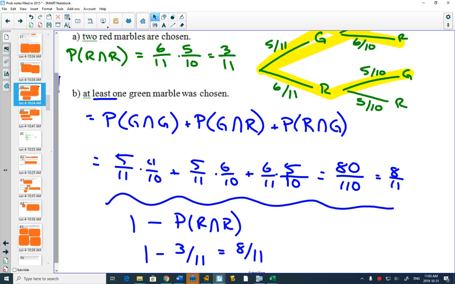You're finding getting both red ones, because getting both red ones is the opposite of getting at least one green one. So we're doing what's called the complement, figuring out the opposite case. And usually if you see "at least" in a question, it's kind of the hint to go do the opposite, because it's probably easier. We did 3 out of 11 in part A.